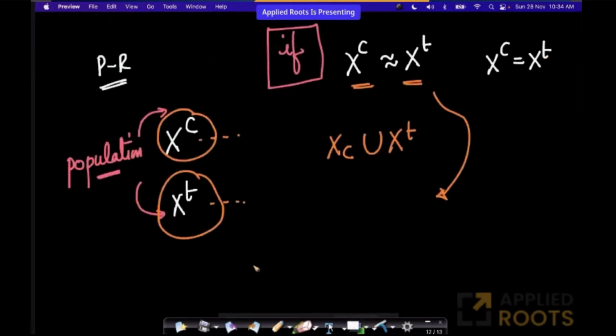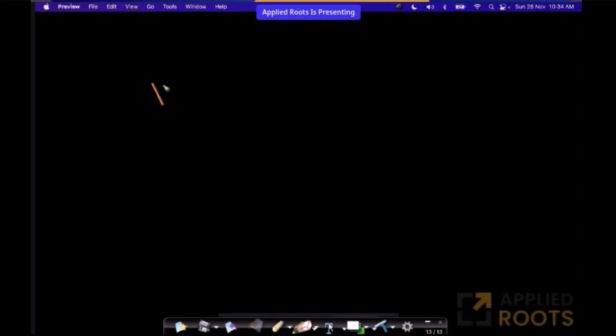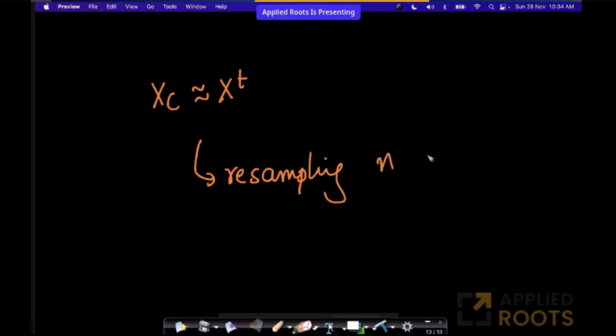am saying, in a hypothetical world where xc is very similar to xt, right? By combining everything and then resampling, again resampling samples of size n and m. What did we call these? We called them S1 and S1 dash, set 1 and set 1 dash. Imagine if both of them are the same and we sampled n elements and m elements here.